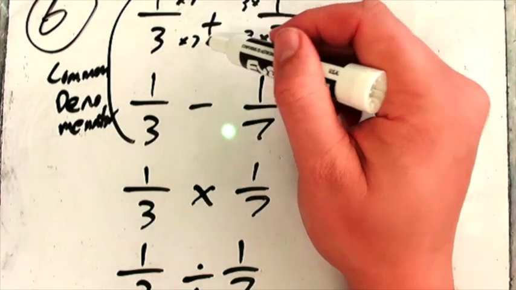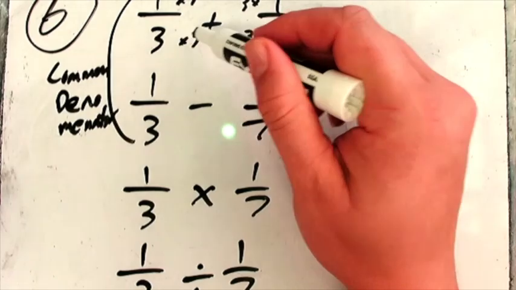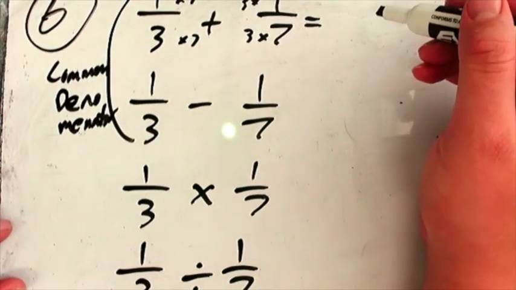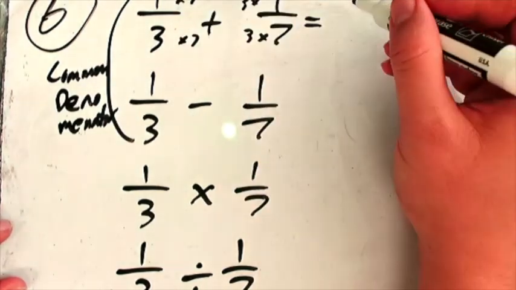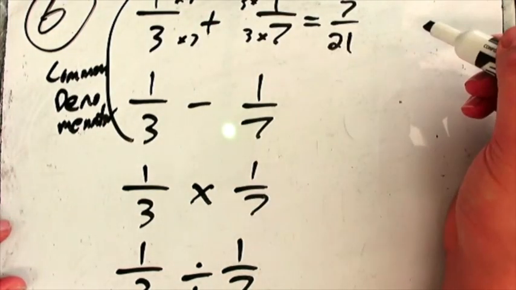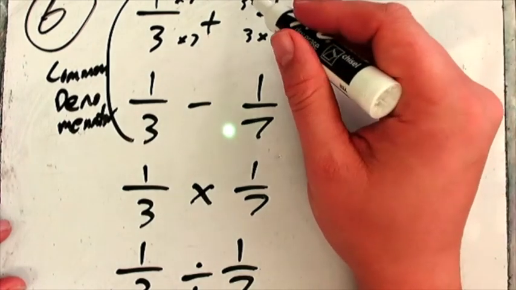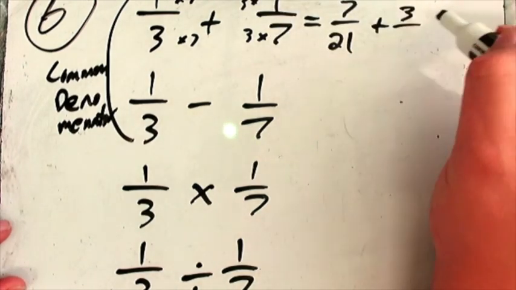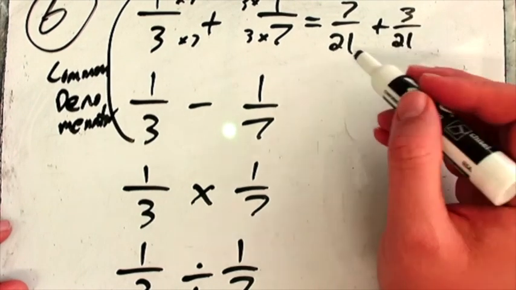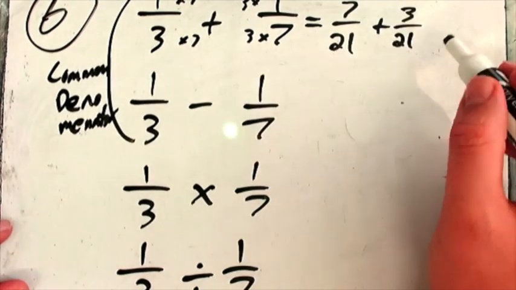So what did I do? I took this number on the opposite fraction and multiplied the bottom and top by that number. So I got 7 times 1 is 7. 7 times 3 is 21. Plus 3 times 1 is 3. 3 times 7 is 21. Oh my God, those numbers are the same on the bottom. That's exactly how we planned it.